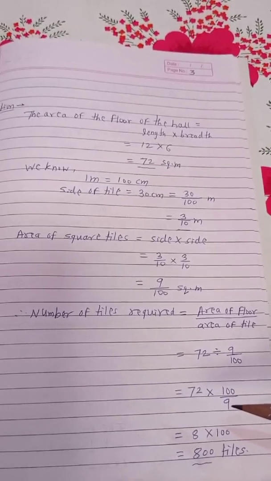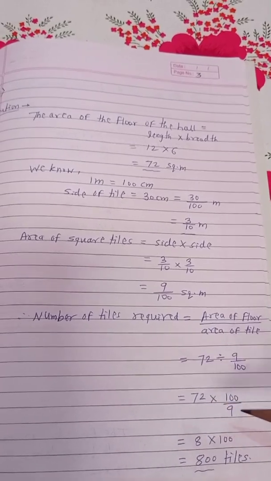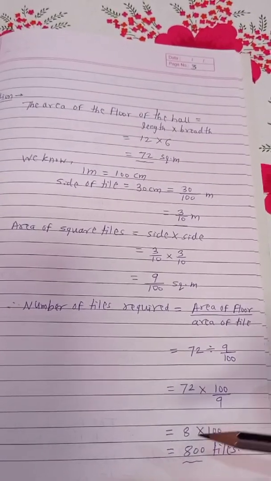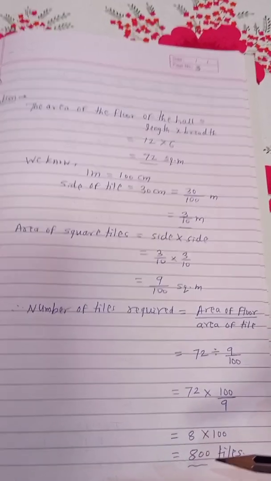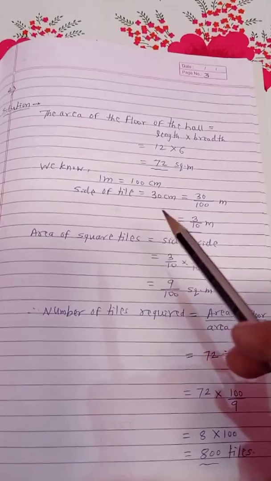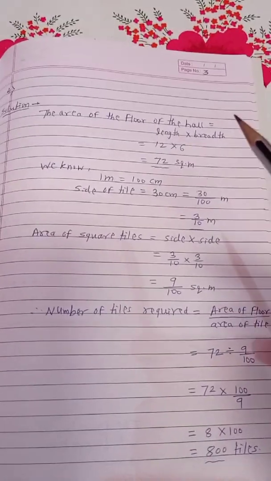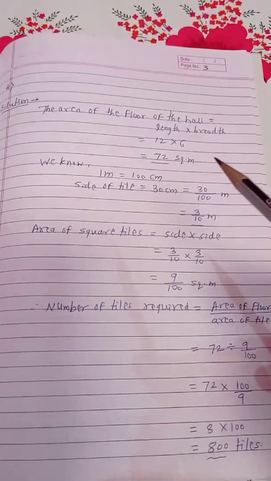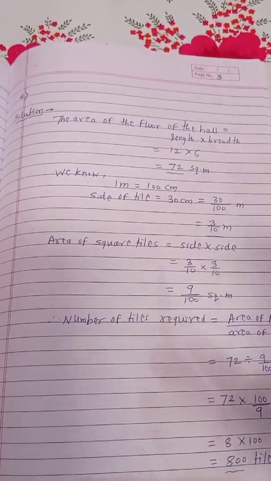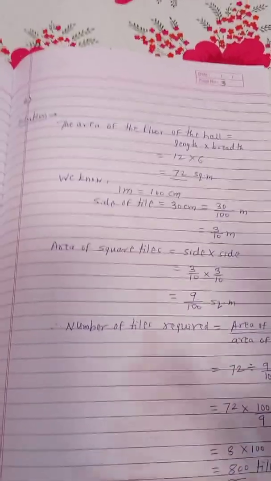Now here, 72 is divisible by 9. 9 8s are 72. Therefore, what will come? 8 multiplied by 100, that is 800 tiles will be required if you take a square tile side as 30 centimeter. See, this is the first question's answer. And in this question only, one more question they ask: how many tiles will be required if the side of that tile is made 15 centimeter.